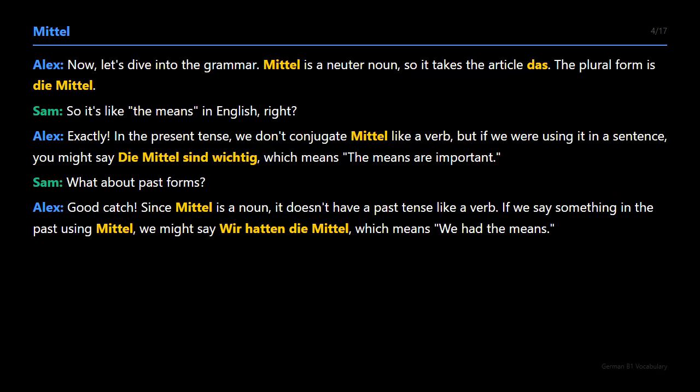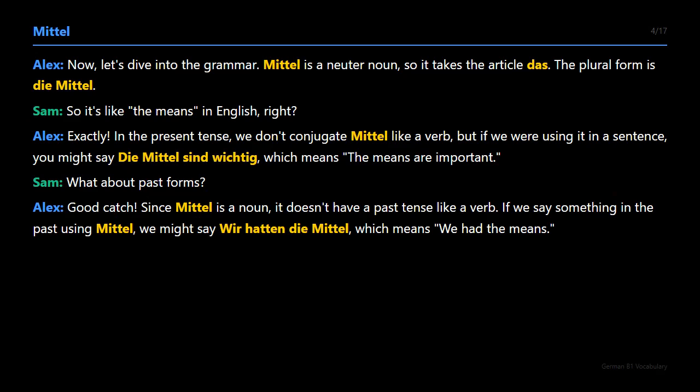Exactly. In the present tense, we don't conjugate Mittel like a verb, but if we were using it in a sentence, you might say, Die Mittel sind wichtig, which means the means are important. What about past forms? Good catch.